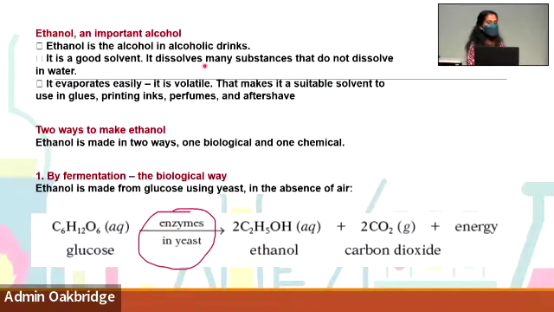Okay, so ethanol is an important alcohol. Since we have about 9 more minutes, I'll just expedite a bit.